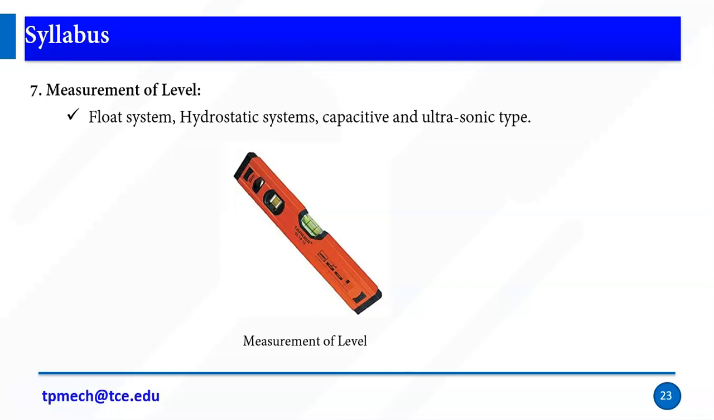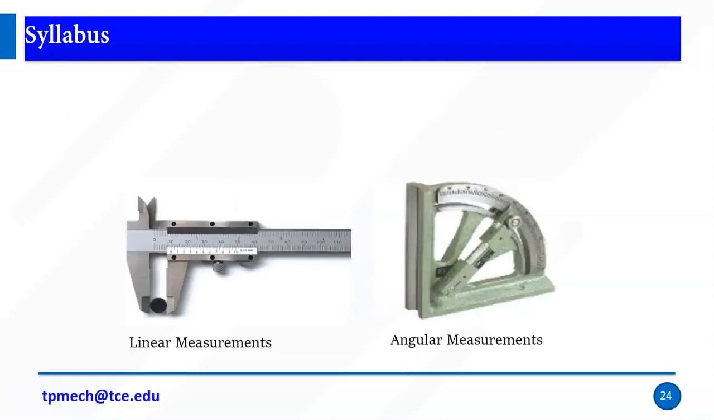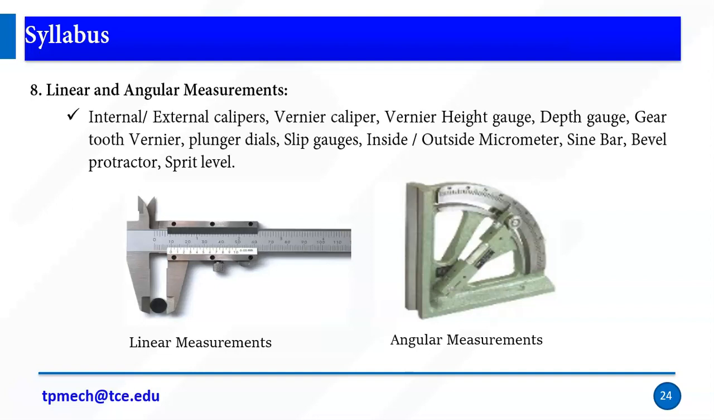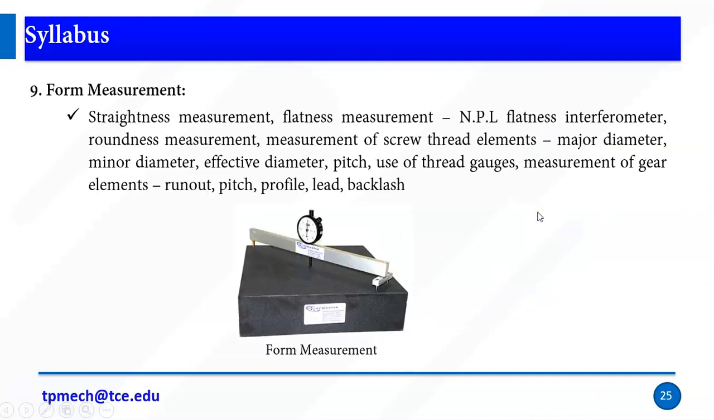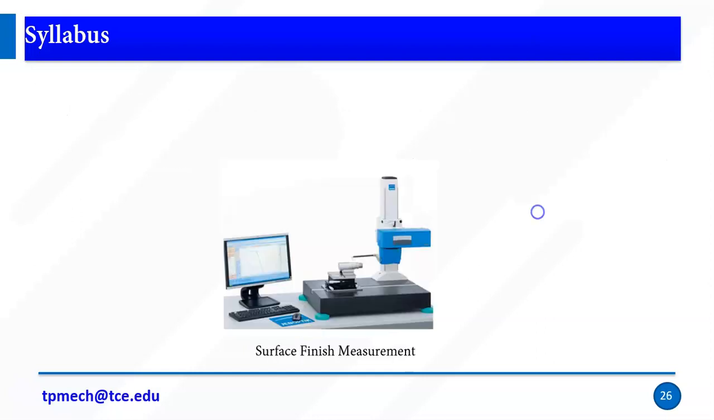This figure shows the spirit level. And this comes with the metrological parts, linear and angular measurements. So we are going to study the caliper, vernier caliper, micrometer, and spirit level. All this comes with the metrological parts, linear and angular measurements. Again, form measurements: straightness, flatness, and then screw profile meters. All this comes with the form measurements.